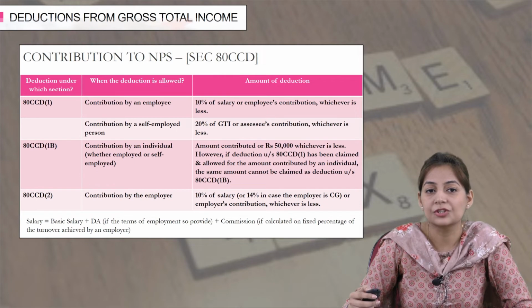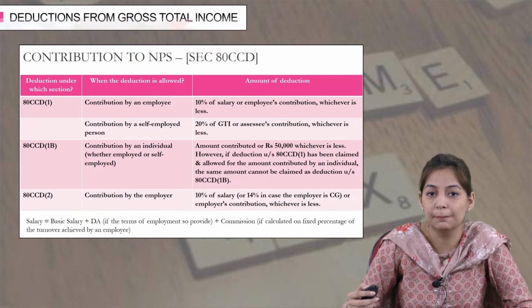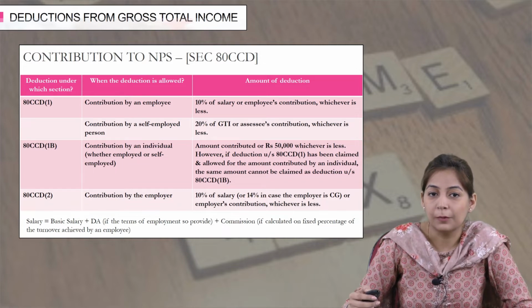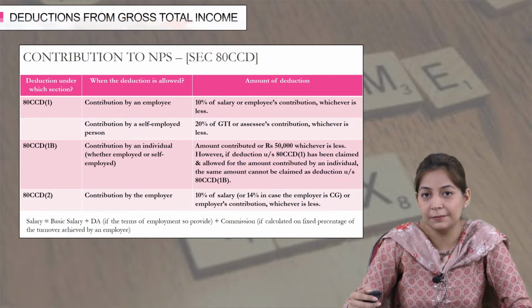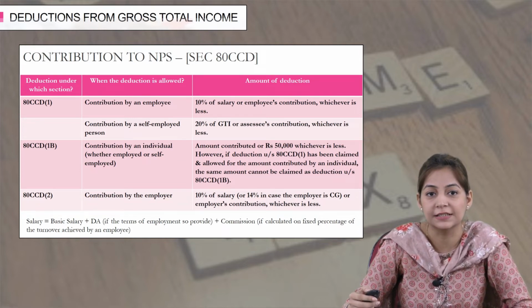Next comes section 80CCD(2), where the contribution is made by the employer. If the employer has made the contribution to NPS, what will be the treatment? First of all, this contribution will be treated as part of the salary income of the employee, and later on he can claim the deduction under section 80CCD(2).